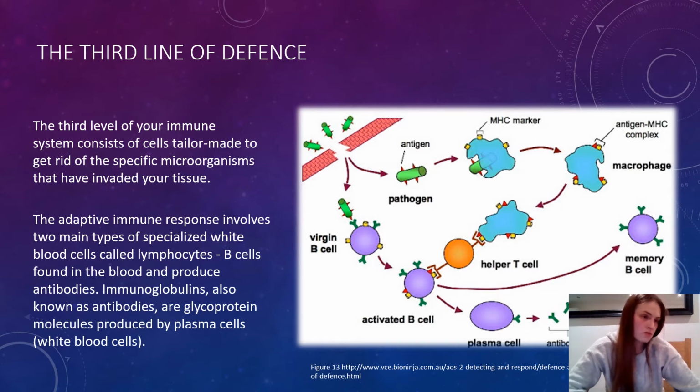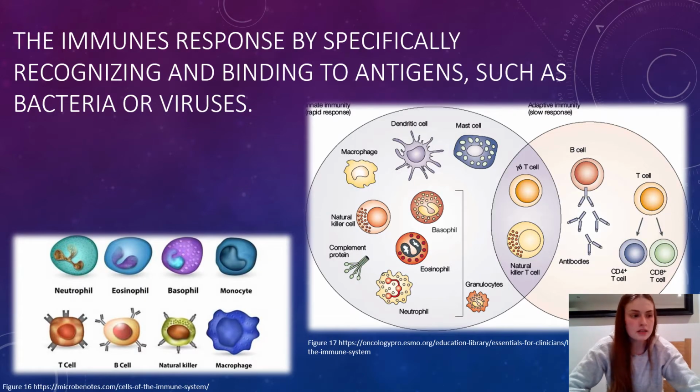The adaptive immune response involves two main types of specialized white cells called lymphocytes. B cells are found in the blood and produce antibodies. Immunoglobulins, also known as antibodies, are glycoprotein molecules produced by a plasma cell, which is a type of white blood cell. They act as a critical part of the immune response by specifically recognizing and binding antigens such as bacteria or viruses, and aid in their destruction. They work with T cells.